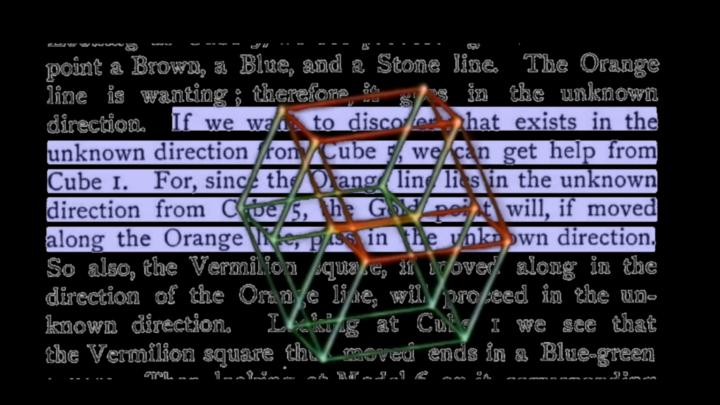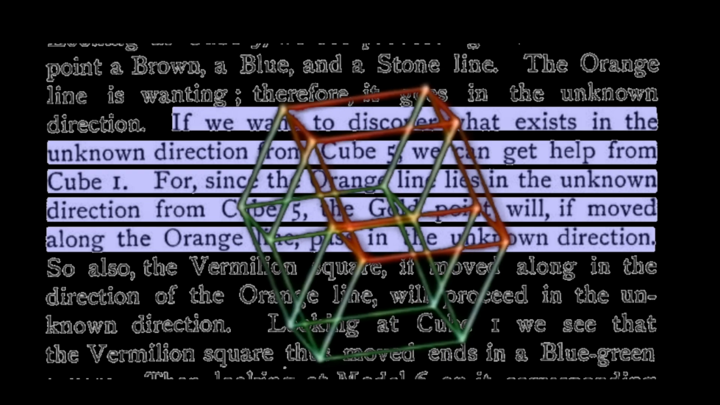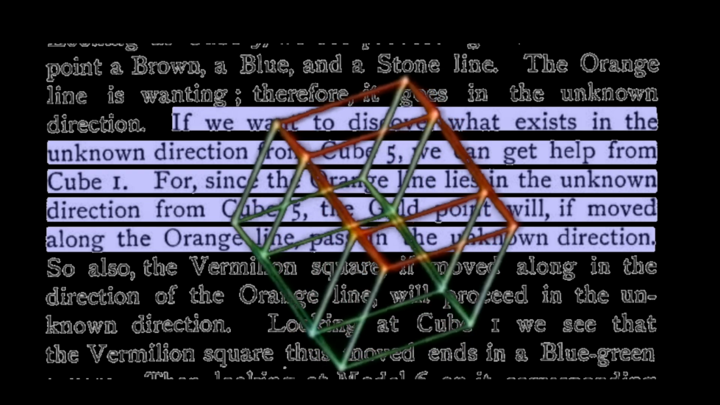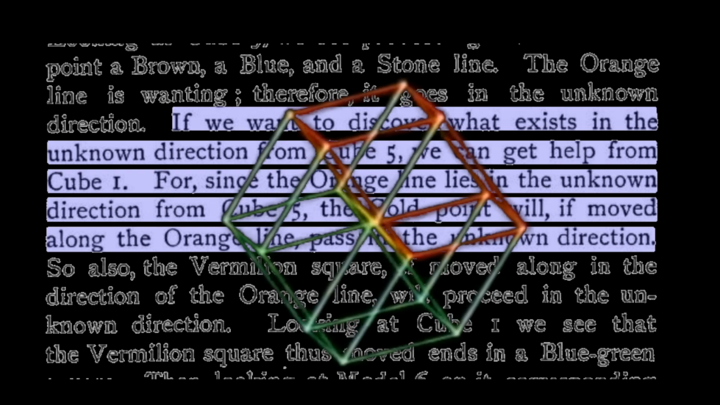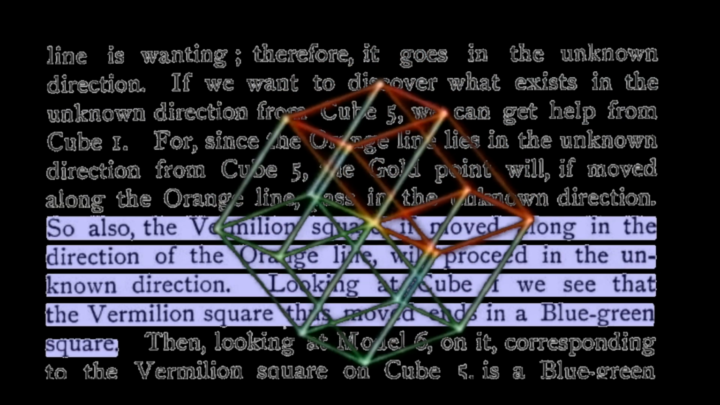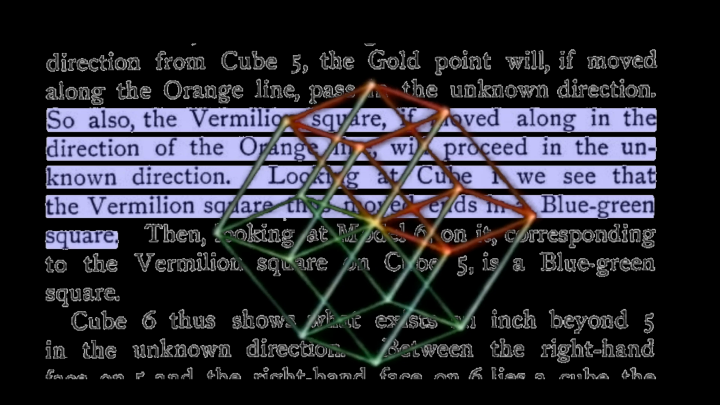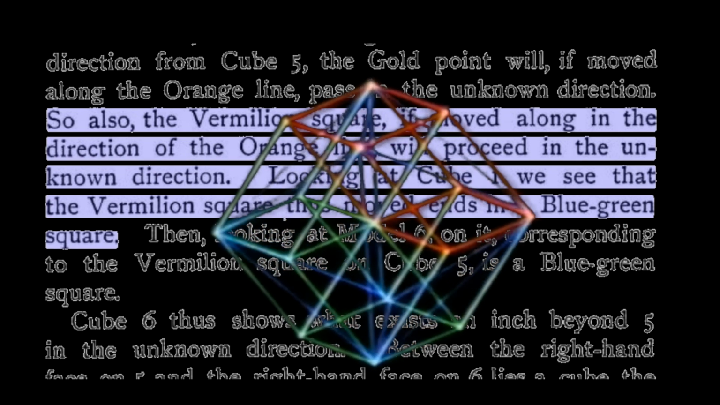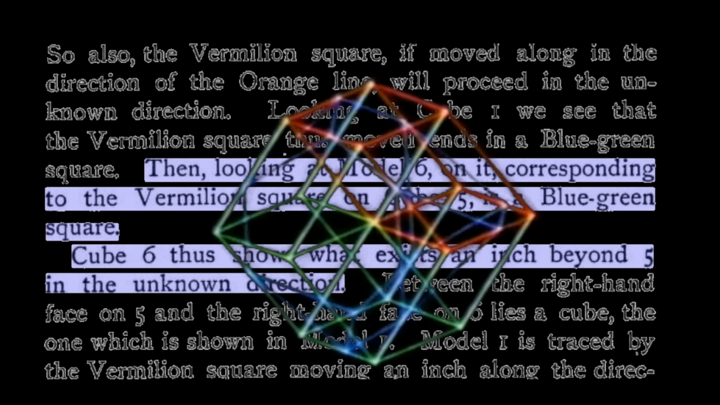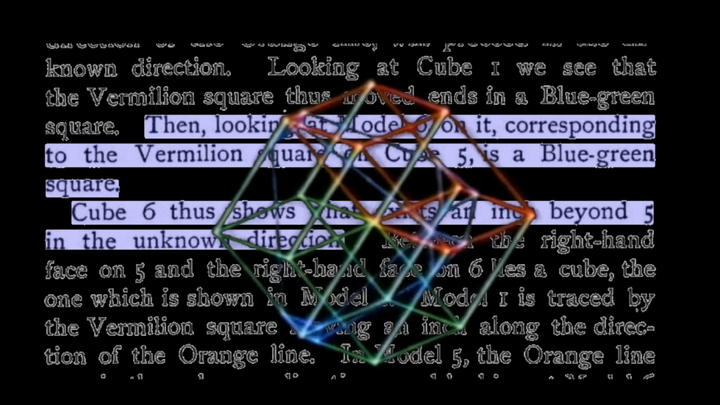If we want to discover what exists in the unknown direction from cube 5, we can get help from cube 1. For, since the orange line lies in the unknown direction from cube 5, the gold point will, if moved along the orange line, pass in the unknown direction. So also, the vermilion square, if moved along in the direction of the orange line, will proceed in the unknown direction. Looking at cube 1, we see that the vermilion square thus moved ends in a blue-green square.